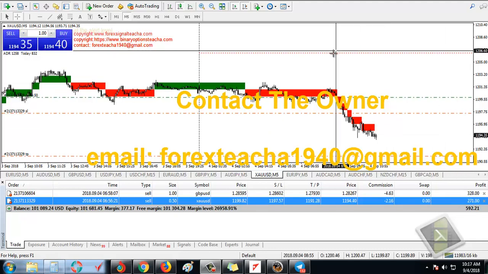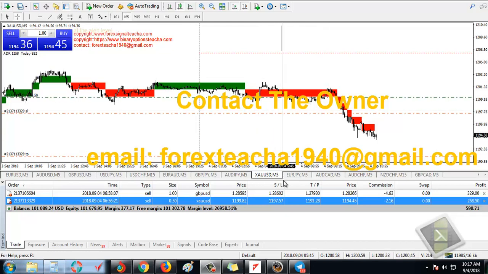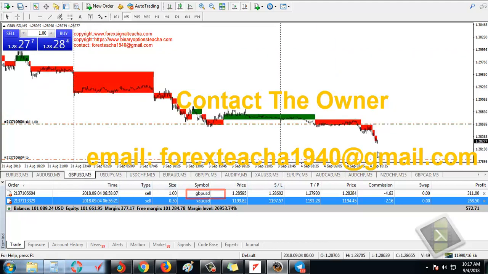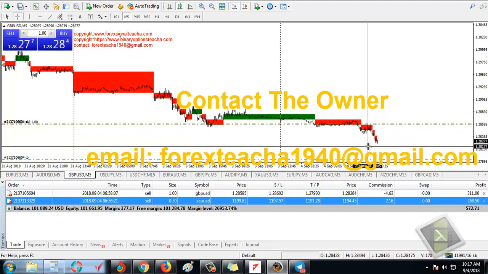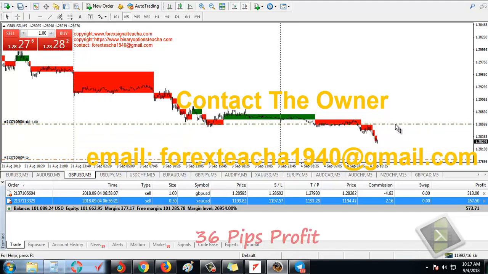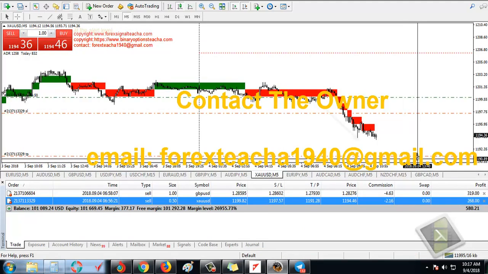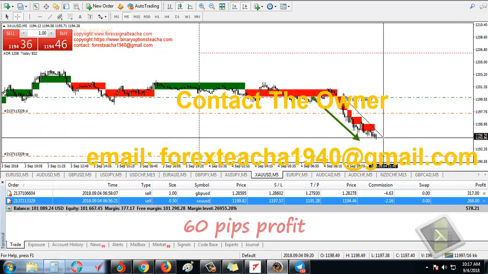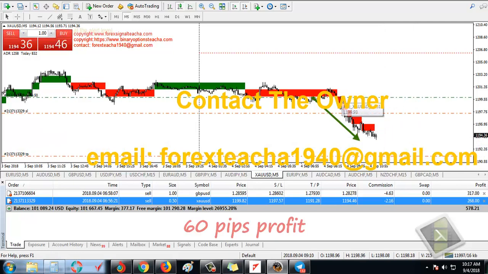So this is my MT4 platform. You can see that I have a gold trade. This is the symbol for gold, and then this is a pound US dollar trade. The pound US dollar trade is 36 pips in the money, and the gold trade is about 60 pips in the money.